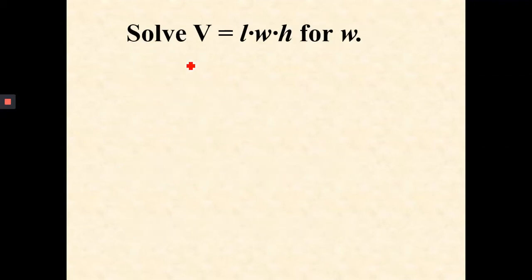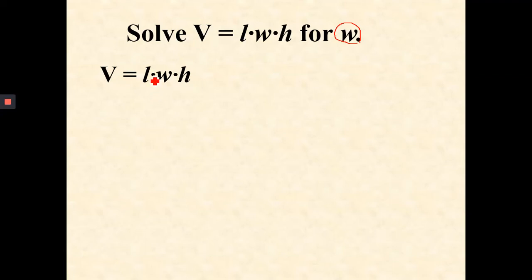we have here, solve V is equal to LWH for W. Okay? V stands for volume. In solving literal equations, we are also solving formulas. Solve for W. So meaning to say, we're going to isolate W. Okay? So we are going to isolate W here. Meaning to say, we are going to get rid of the variable L and the variable H. Okay? So how are we going to get rid of that?